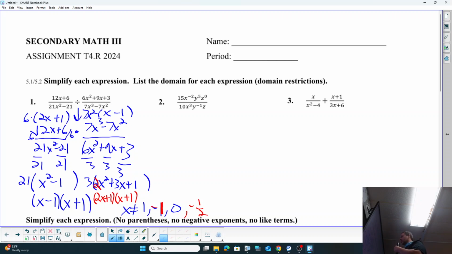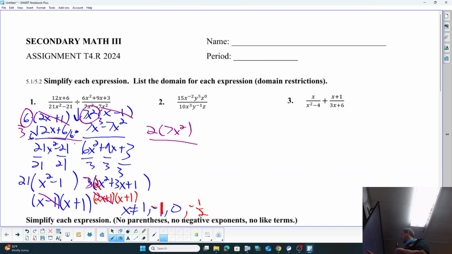Okay, what cancels? Well, the 2x plus 1s are going to cancel, and the x minus 1s are going to cancel. Is there anything else that cancels? A 6 and a 3, because 6 divided by 3 is 2. So then we're left with a 2 and a 7x squared on the top. Is there anything else that cancels? Let's see. No, not really.